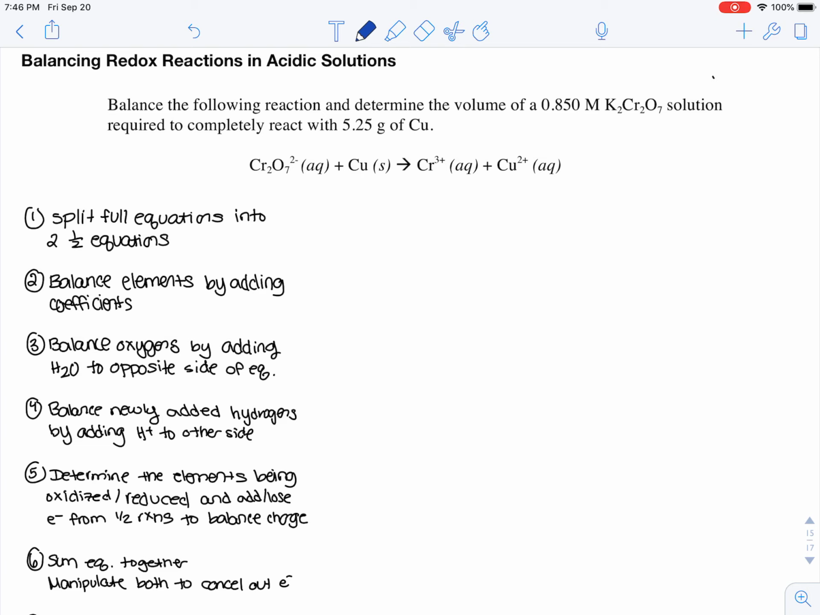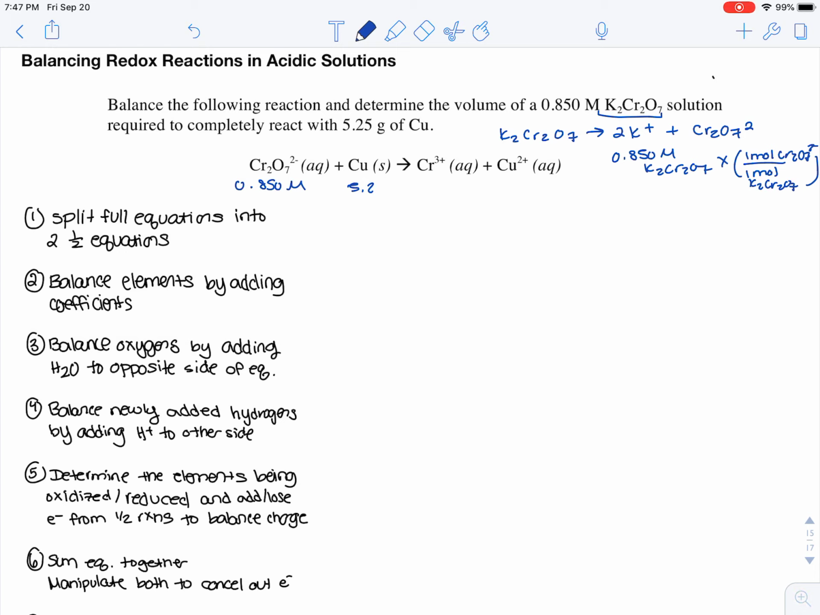So if I just look at the potassium dichromate by itself and I split it up, I would form 2 potassium ions and 1 dichromate. So 0.850 molar of K2Cr2O7 with a mole-to-mole ratio is also the same for dichromate by itself. So I'm going to write here that I have 0.850 molar of dichromate and I have 5.25 grams of copper.